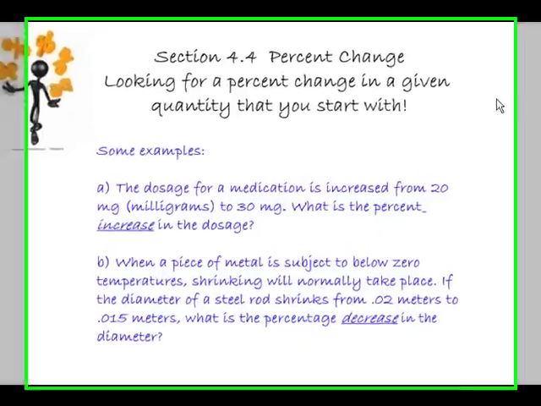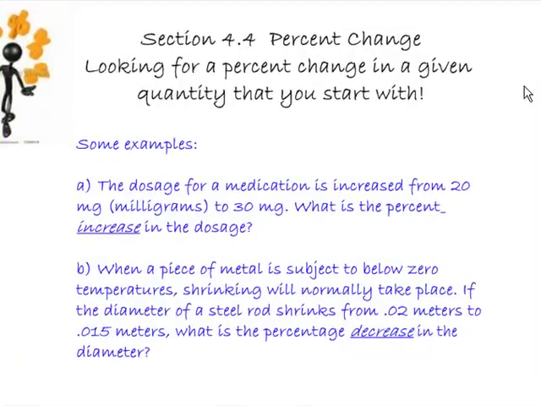The dosage for a medication is increased from 20 milligrams to 30 milligrams. What is the percent increase in a dosage? So that one involves percent increase.